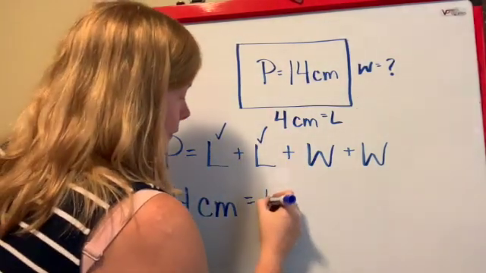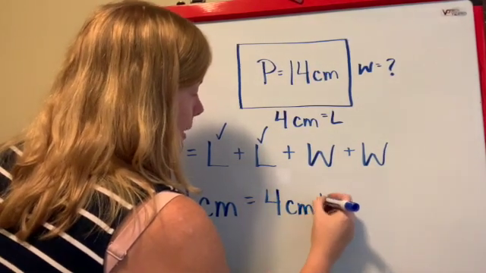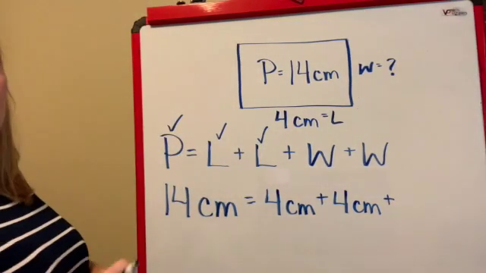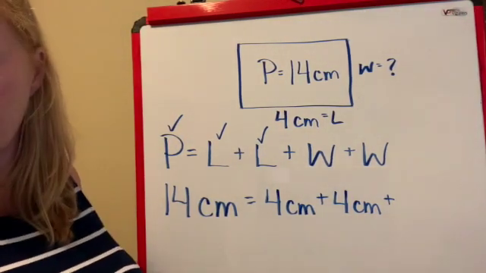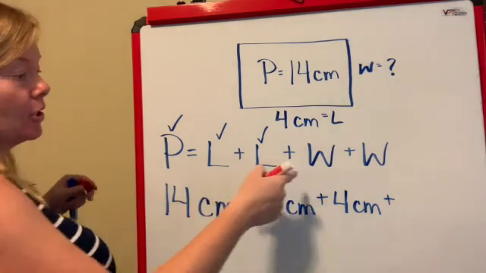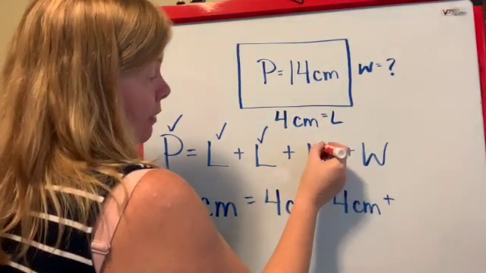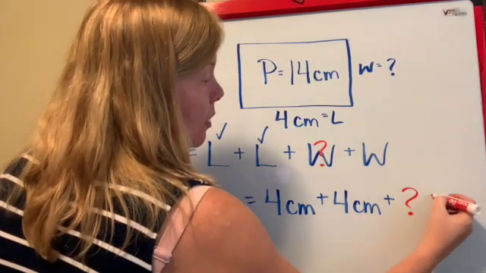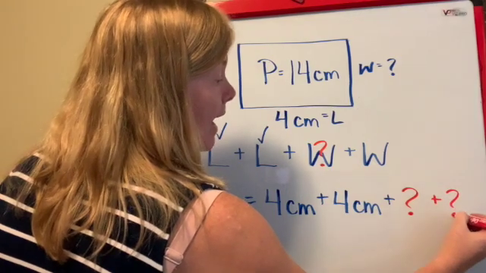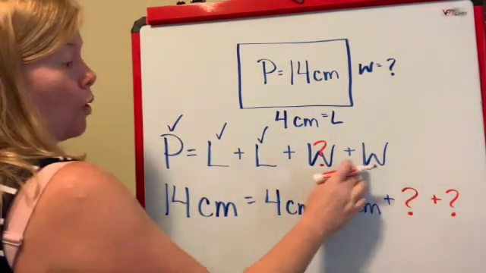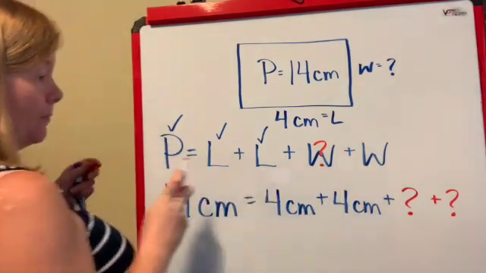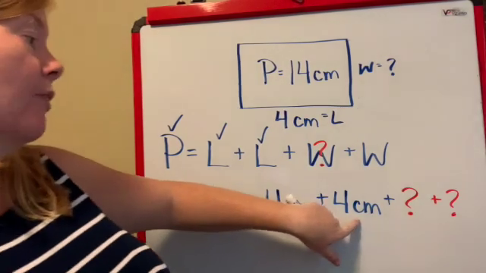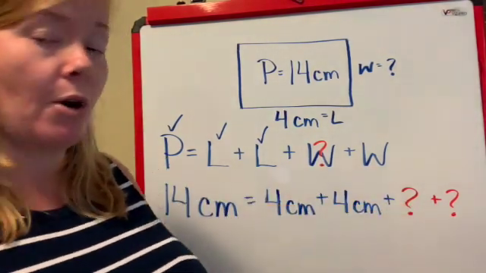4 centimeters plus 4 centimeters plus, do I know my width? No, I do not. So since I do not know my width, this is going to become a question mark down here. Question mark plus question mark. I have to put 2 of them because you always include the width 2 times. All right? 14 centimeters equals 4 centimeters plus 4 centimeters plus question mark plus question mark.